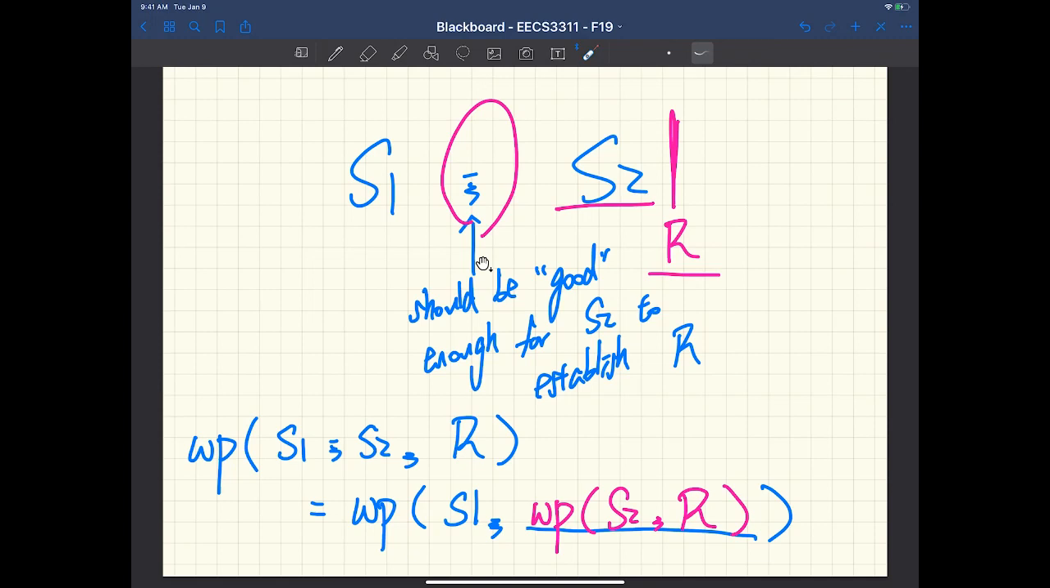Questions before we do some examples? Yes. Yeah, so what will be the order of evaluation? We'll see, don't worry. But for now, just understand this particular principle here. Yeah?